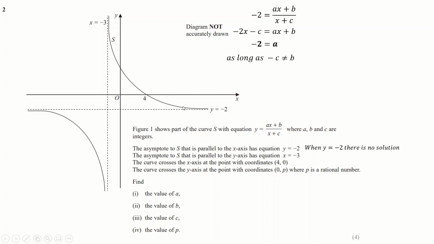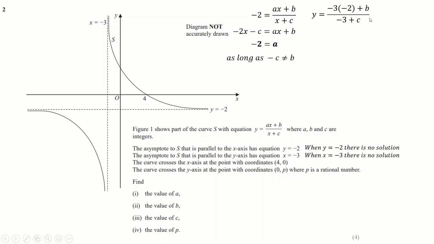No matter how you want to think about that, that's probably the most difficult one to figure out. The rest of it's a bit easier. Here, again, an asymptote at x equals minus 3, so when x is minus 3, there's no solution to y, so we put minus 3 in as our x values. I've also put in the a value as minus 2 here.